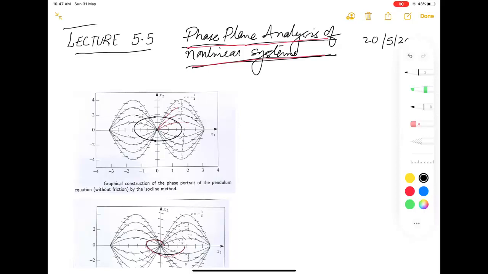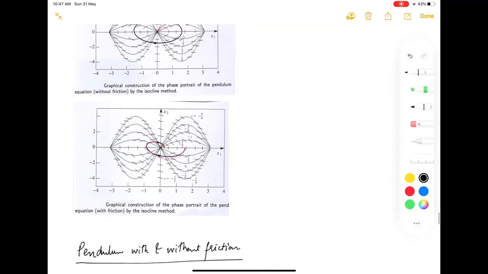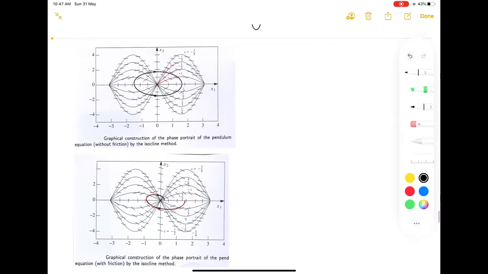Welcome to this lecture on phase plane analysis for nonlinear systems. We have already done phase plane analysis for linear systems. We have understood the concept, and now we are going to apply this technique to draw the phase portrait of a typical nonlinear system. The nonlinear system example that we are taking, I've already taken the snapshot from the book of the phase portrait.